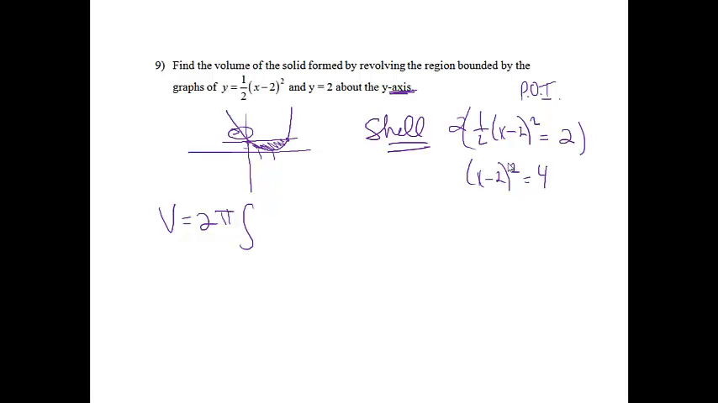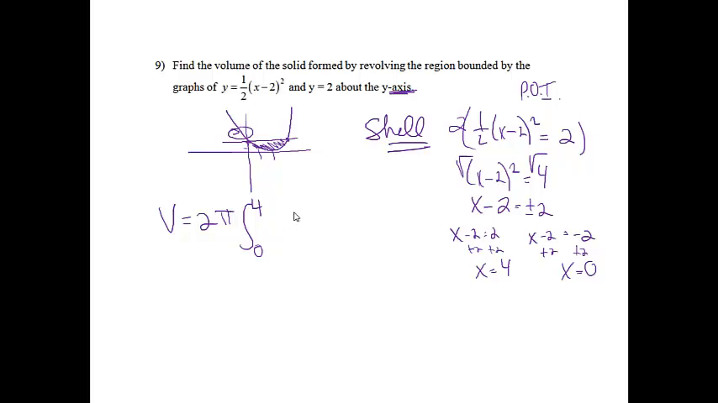The next thing I'm going to do is to get rid of the square. We'll take the square root of both sides. So I'll get x minus 2 equals plus or minus 2. And then I basically have two different problems. I have x minus 2 equals 2 and x minus 2 equals negative 2. So to solve this one, I'll get x equals 4. And when I solve this one, I will get 0. So they intersect at 0 and then again at 4.